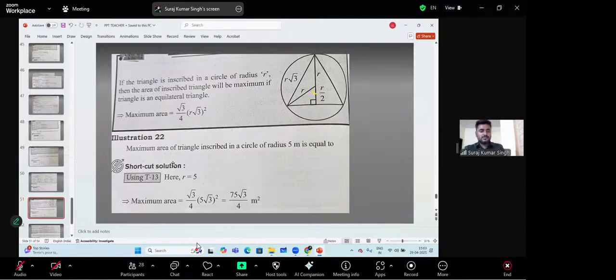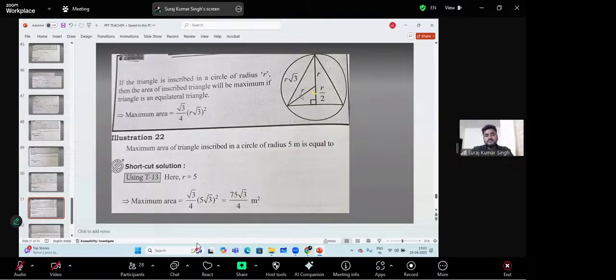See here, one question. What should be the maximum area of a triangle inscribed in a circle of radius 5 meter? If we solve by the process, it will take so much time, around 3 to 4 minutes. So better, just see the trick, and we will use maximum area root 3 by 4, 5 into 5 into root 3 square. So we should learn this result, and by using this result, we can find the answer.